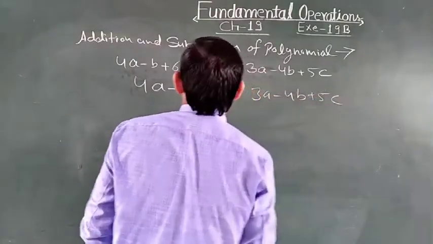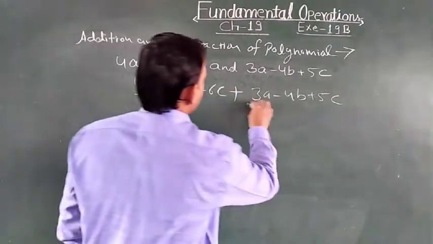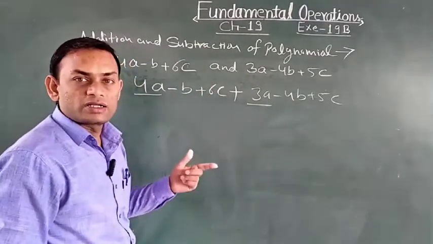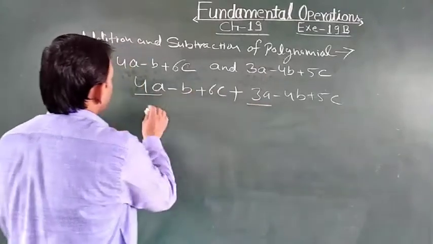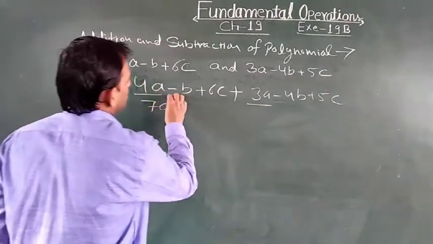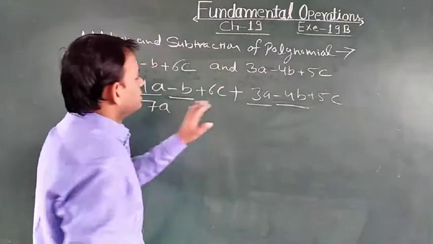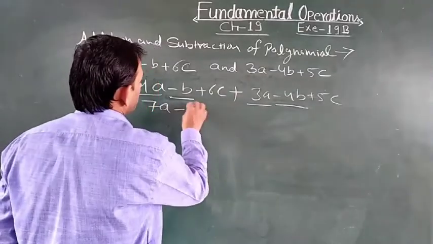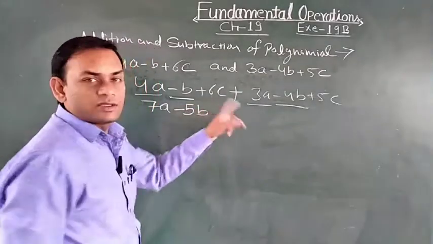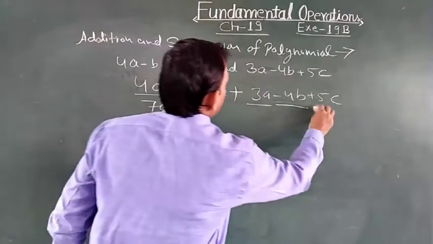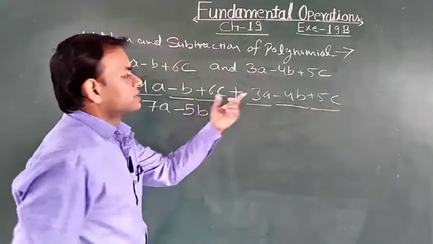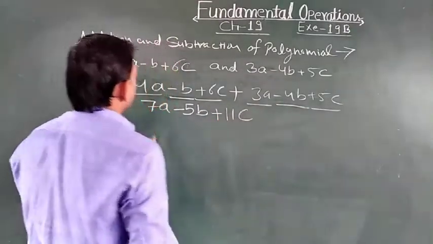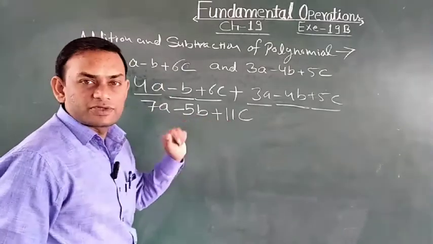plus 5c. Now you can see here 4a and 3a are both like terms, and I told you in the previous exercise 19a how to add like terms. So 3a and 4a will be 7a, and minus b and minus 4b are both like terms because the same variable is there. So minus b and minus 4b will be minus 5b, and plus 6c and plus 5c are both like terms because the same variable is there, so it will be plus 11c. So this is our answer, 7a minus 5b plus 11c.